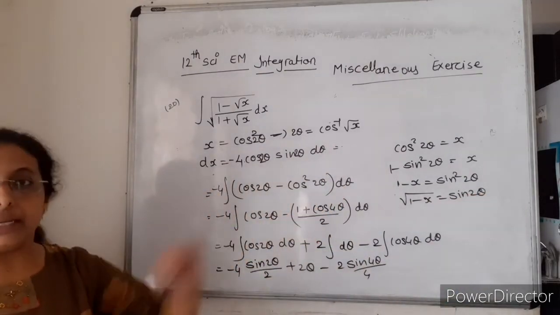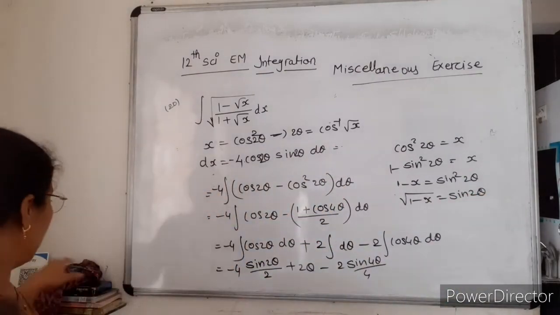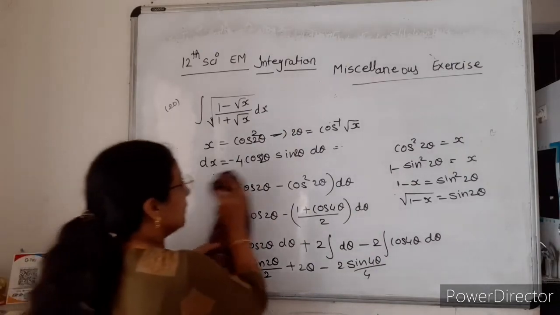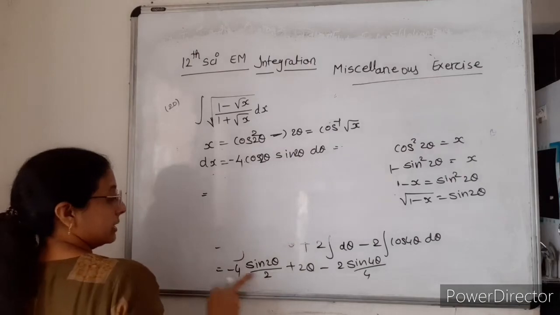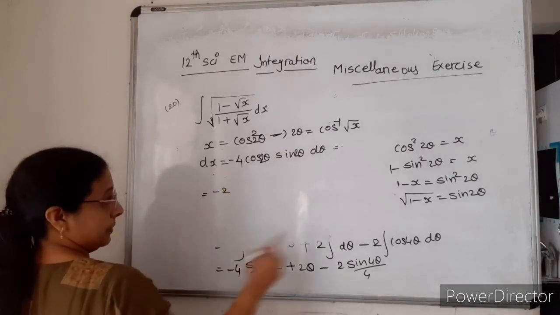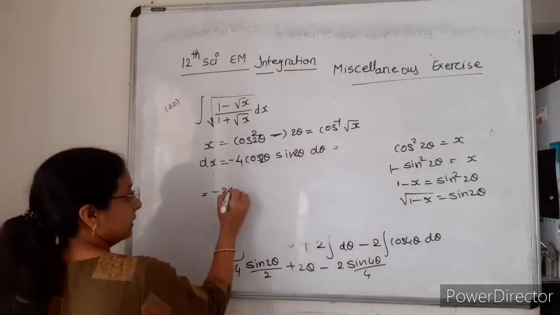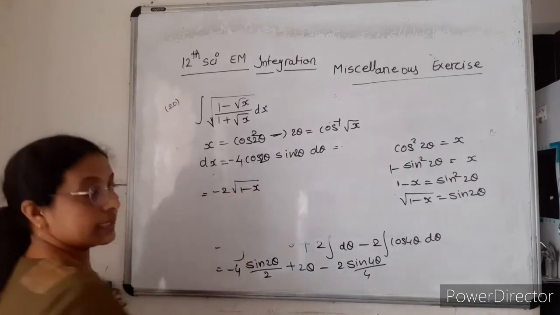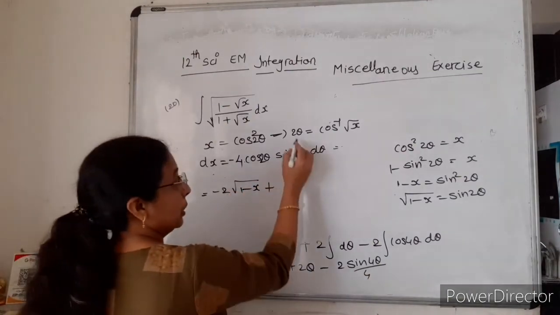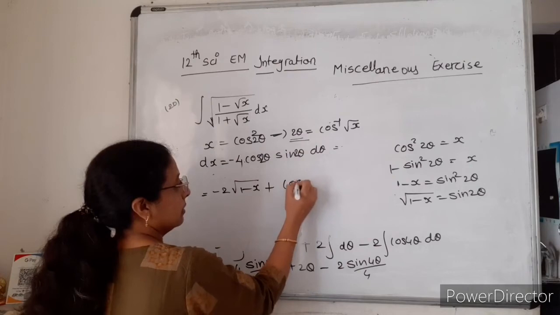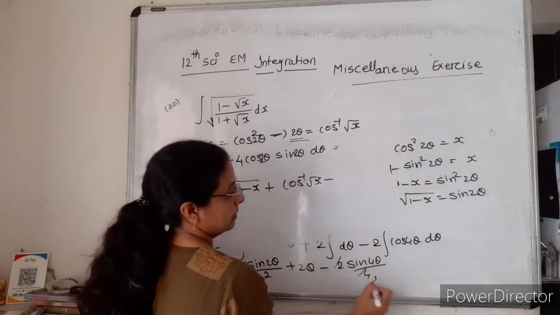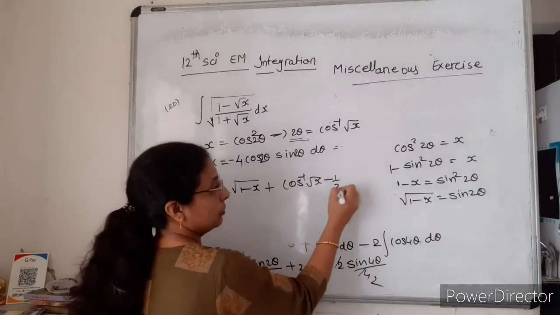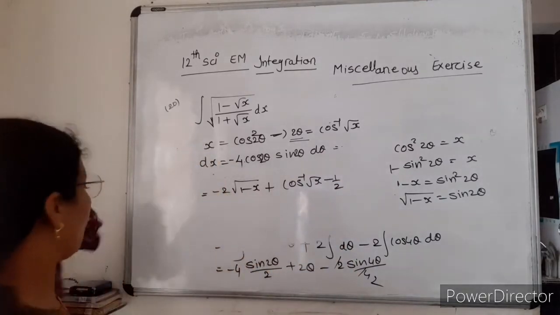Sin 2 theta is under root of 1 minus x. So now I will write here the values. That is the final answer. Here is minus 2 sin 2 theta is 1 minus x plus 2 theta cos inverse root x minus 1 by 2. Now it is sin 4 theta.